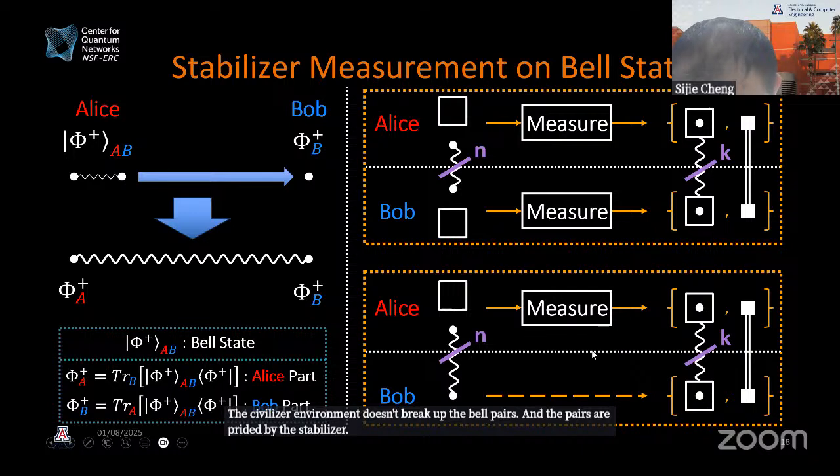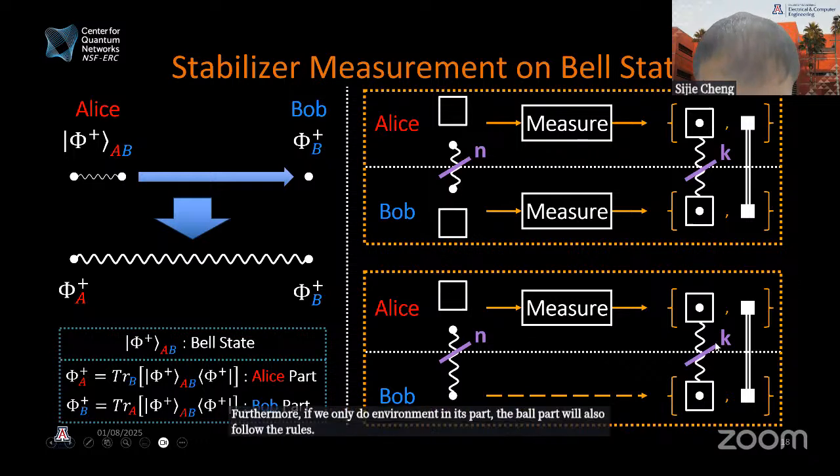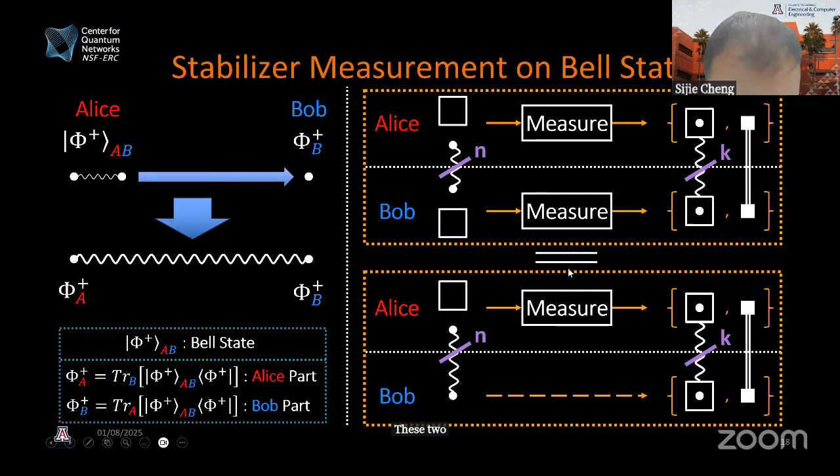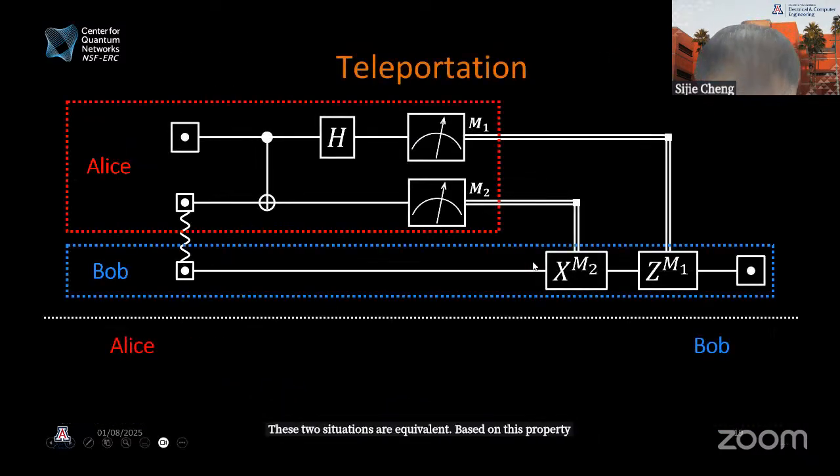Furthermore, if we only do measurement in Alice's part, Bob's part will also follow the rules, and these two situations are equivalent. Based on this property, we can go to the next point called teleportation.